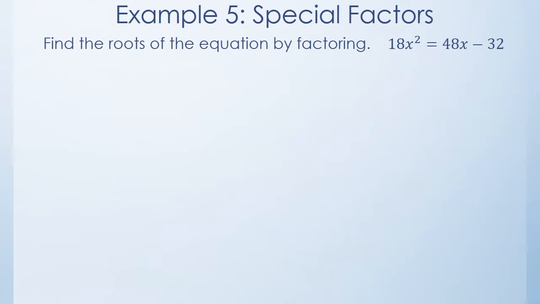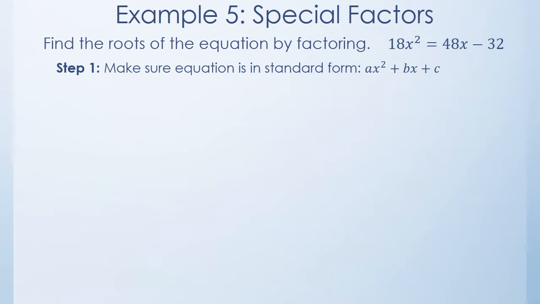So now that was dealing with the difference of two squares. Now we're going to look at some with perfect square trinomials. Okay? So once again, we want to make sure that the equation's in standard form. So in order to do that, we're going to subtract 48x from both sides and add 32 to both sides. And then it ends up being equal to 0 now.